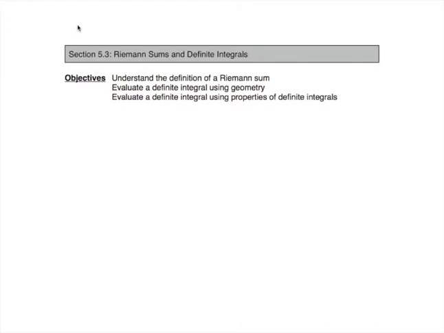Section 5.3 today, Riemann sums and definite integrals. The objectives are going to be to understand the definition of a Riemann sum, to evaluate definite integrals using geometry and using properties of definite integrals. We'll review these objectives at the end.